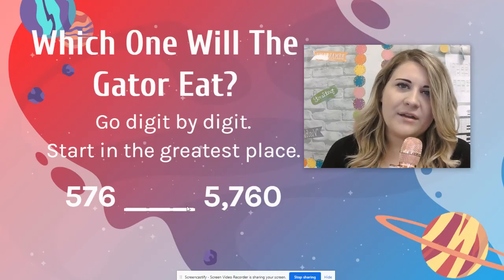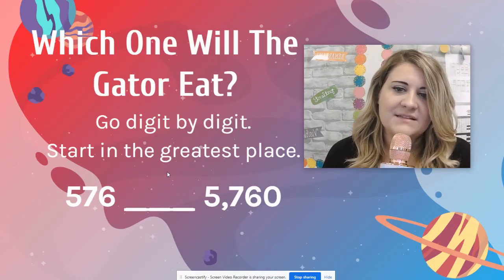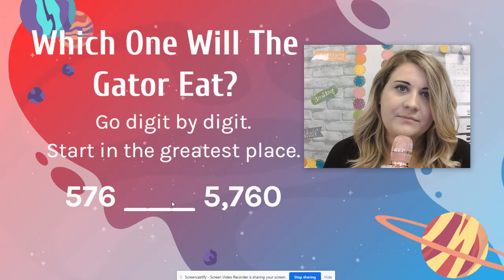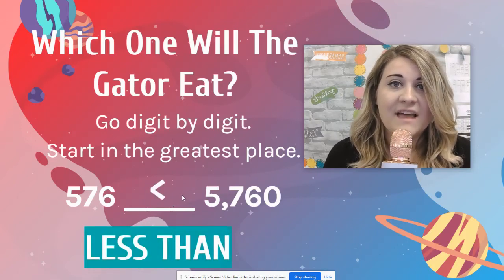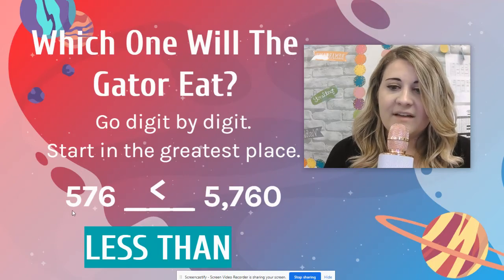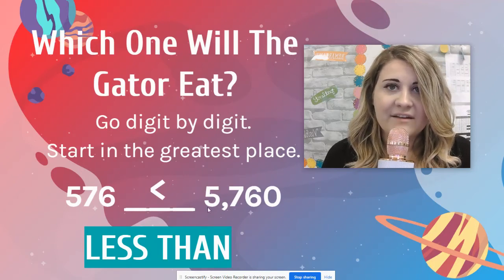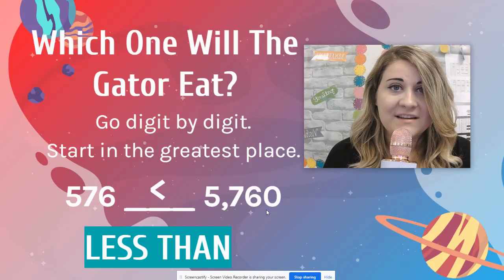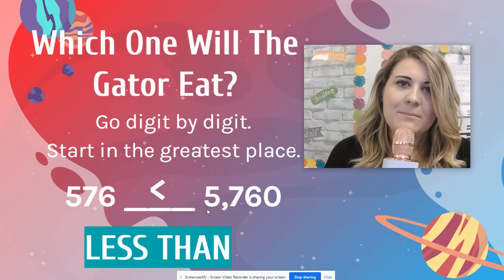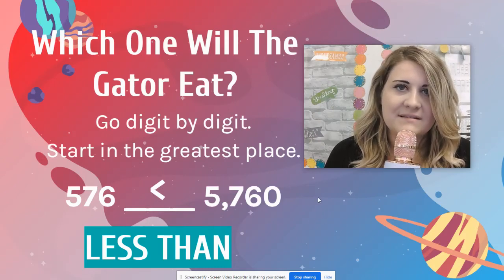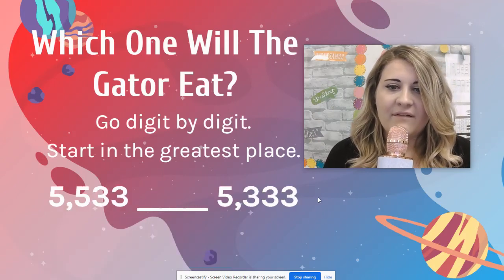What symbol is that called when the Gator is eating it this way? It looks like an L. There's your hint. It is less than, and that would make the sentence true. 576 is less than 5,760. So therefore, this symbol means less than. Okay, so when you read out that symbol, it should make sense. That sentence should make sense. It should be true.